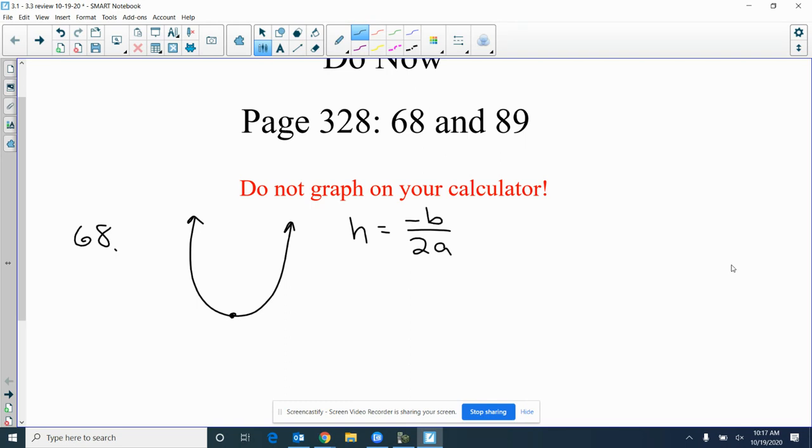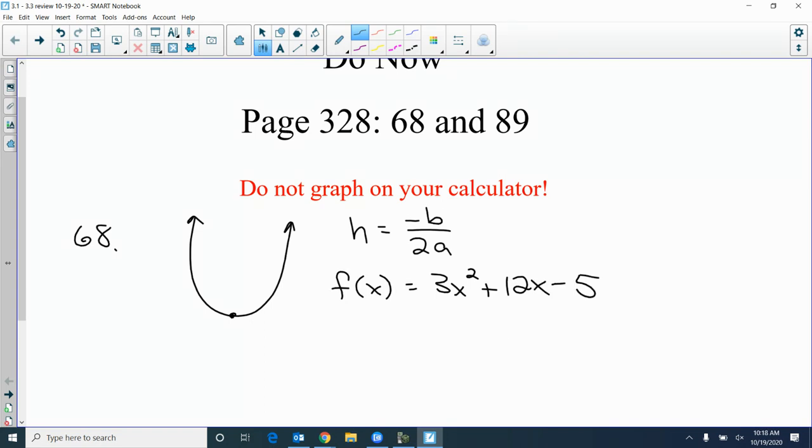Okay, what did we get for the vertex, or what'd you get for the vertex? I got -2, -17. Okay, so when you plug in, go ahead, what's that equation? Wait, is it 3x squared plus 12x minus 5? Okay, and so when we plug in h equals -12 over 2 times 3, and we get -2.